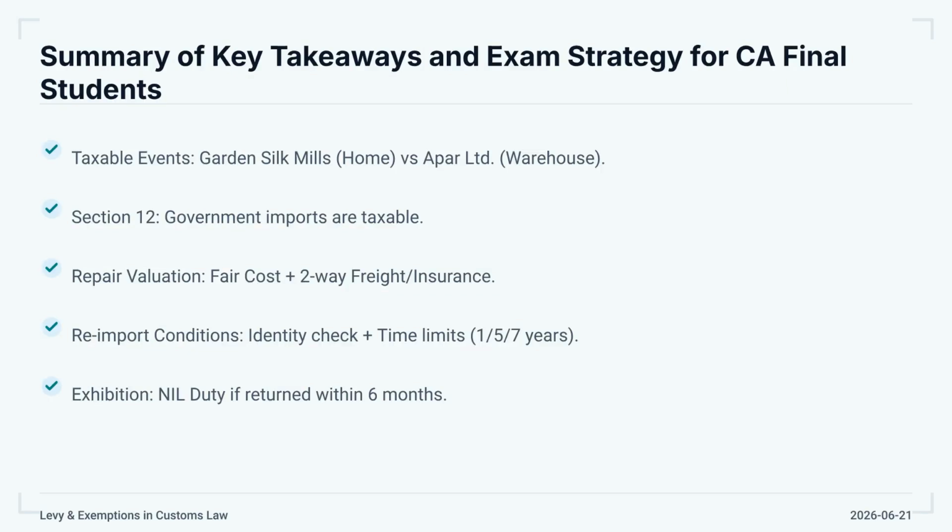Let's quickly revise the most important points. Customs taxation involves 3 stages: levy, assessment, and collection. Section 12 is the charging section and applies equally to government and private imports unless specifically exempted. For imports meant for home consumption, remember the Garden Silk Mills judgment. For warehoused goods, remember Apar Limited and Kiran's spinning mills. For repairs abroad, duty is charged on repair cost plus two-way freight and insurance. Re-import concessions require compliance with time limits, identity conditions, and ownership requirements. Finally, exhibition goods re-imported within 6 months generally attract NIL duty.